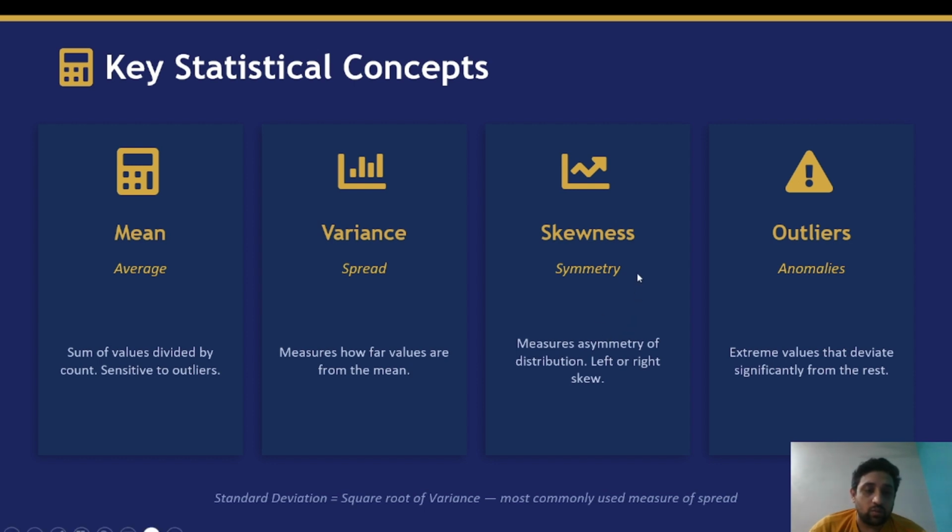Skewness tells us whether the data is symmetric or tilted toward one side, either left or right. Outliers are extreme values that differ significantly from the rest of the data and can distort analysis if not handled properly. These concepts are fundamental because they help us understand the shape, spread, and reliability of data.